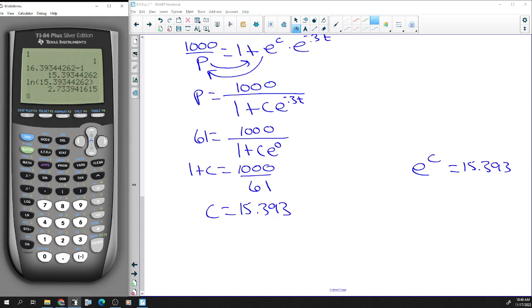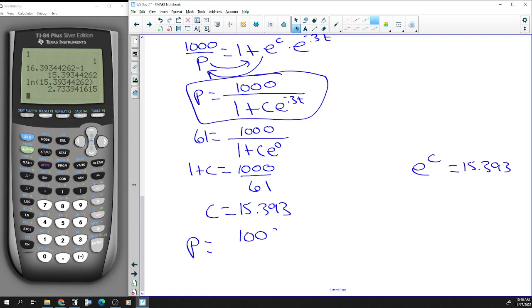We found the c, so we want this right here. That's what we're after. What are we even trying to do? We're trying to find this equation: 1 plus 15.393 e to the negative 0.3t. That's the final equation. That's the equation for the population given the differential equation. So we backed up and did the antiderivative, but it's a very long process.